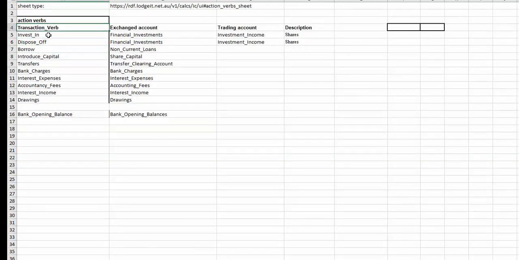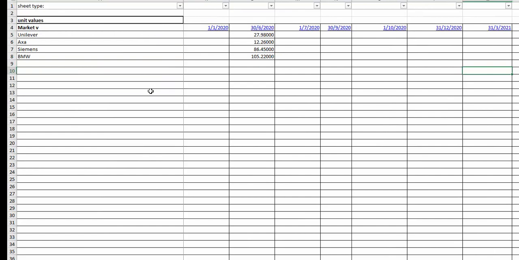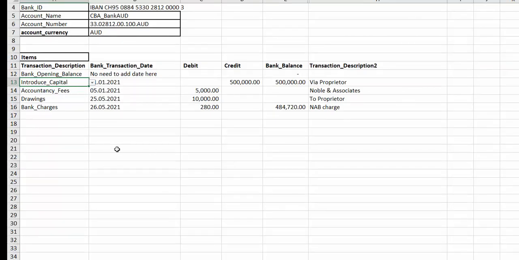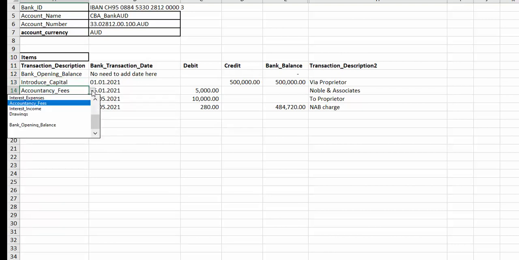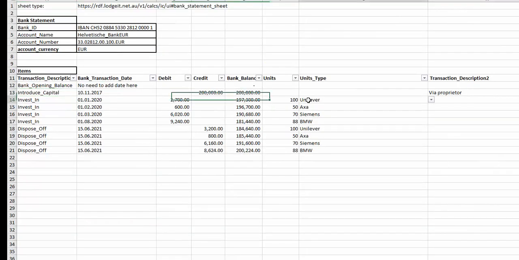We've got our transaction verbs which have a relationship with certain accounts. Right, and we've got, as I said, unit values. So on our inputs, we're simply selecting from those transaction verbs which have a relationship with the accounts and which drive any calculations, particularly when there's investments involved.